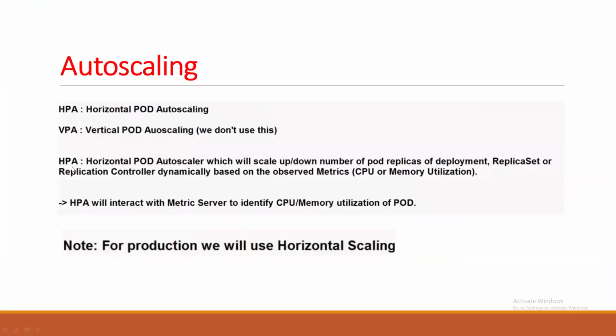So, horizontal pod autoscaling. The Horizontal Pod Autoscaler will scale up and scale down the number of pod replicas in a deployment, replica set, or replication controller dynamically based on observed metrics like CPU and memory utilization. HPA will interact with the metrics server to identify the CPU and memory utilization of the node. For production, we will use horizontal scaling only. We will not use vertical scaling.